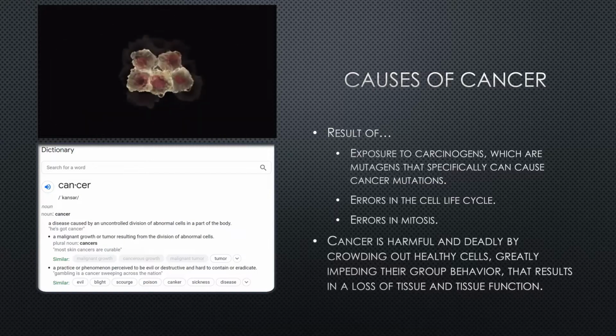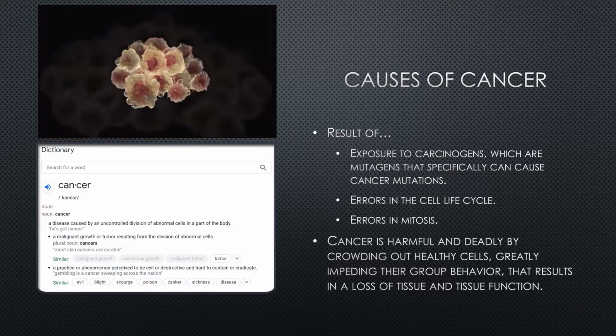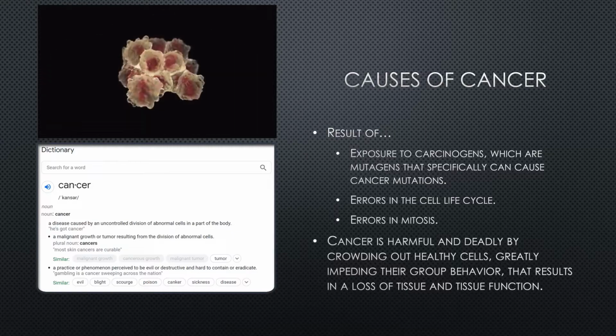So, the definition of cancer: a disease caused by an uncontrolled division of abnormal cells in a part of the body. When that happens, the cells divide more rapidly than they would if they were not cancer cells. And because they're just cells with errors and problems, they're usually kind of deformed, funky looking cells, like you can see in the GIF above.